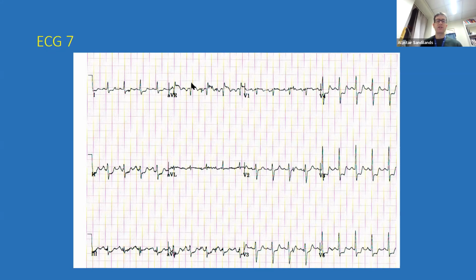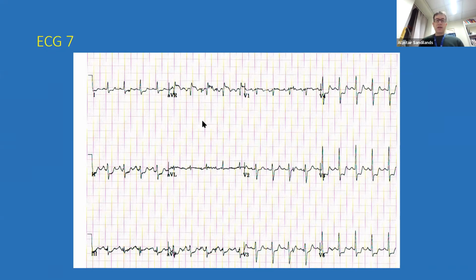You've got ST elevation in AVR. Okay, that might mean something here. You've got ST depression in leads 2, 3, AVF. Oh gosh, ST depression in lead V2, V3, V4, V5, and V6. You can clearly see there's the isoelectric line on these ones. The ST segment is below. You've got ST elevation in AVR.